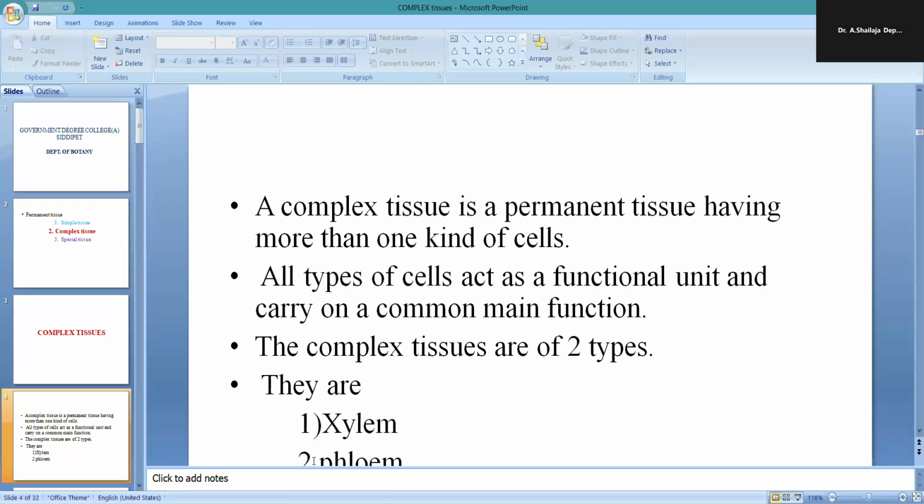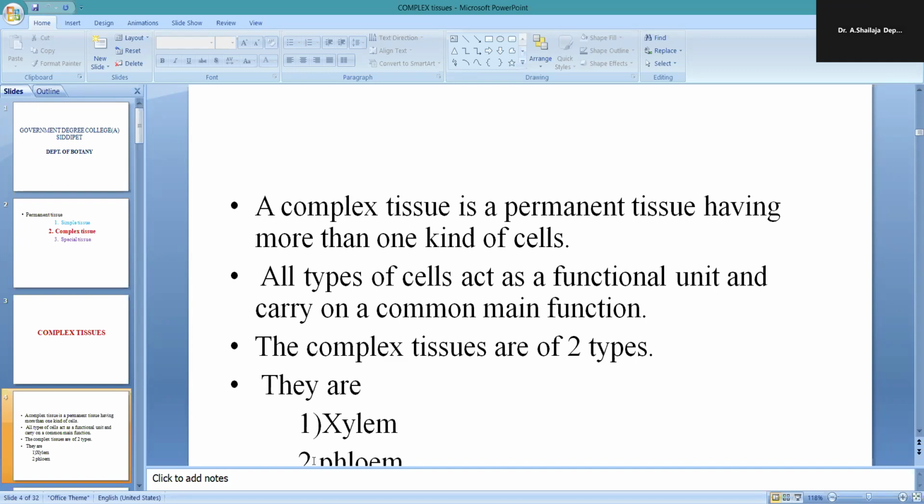What is a complex tissue? A group of dissimilar cells which work collectively as a single functional unit and perform a specific function is called complex tissue. So a complex tissue is a permanent tissue having more than one kind of cells. That is the definition of complex tissue.